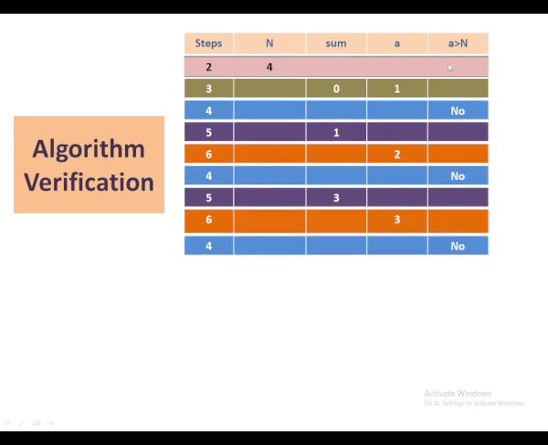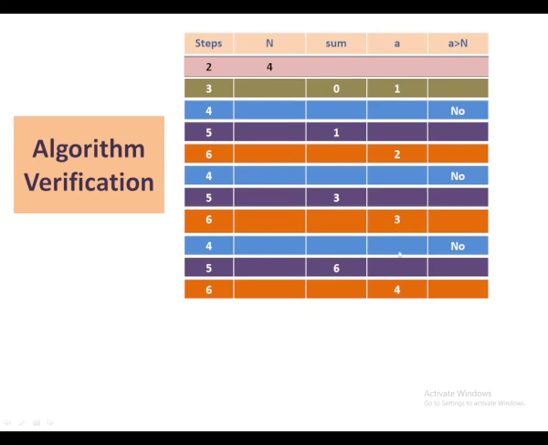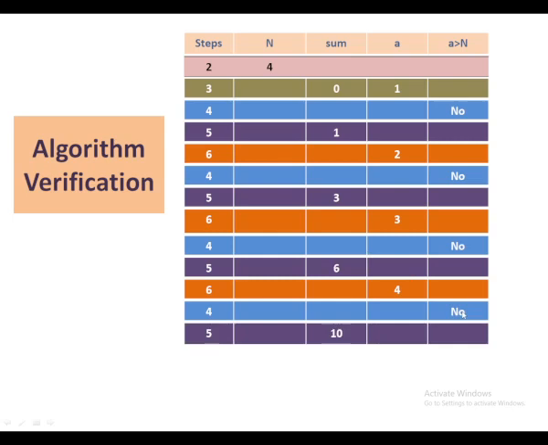Again I will go and check whether a is greater than n. So it is no, because 3 is not greater than 4. So again I proceed sum equal to sum plus a. So now my sum is 3 and a is 3. So 3 plus 3, I will get 6. Next a is equal to a plus 1. So it becomes 4. Again I am checking whether 4 is greater than 4. 4 is not greater than 4. So I will mark it as no and it will repeat.